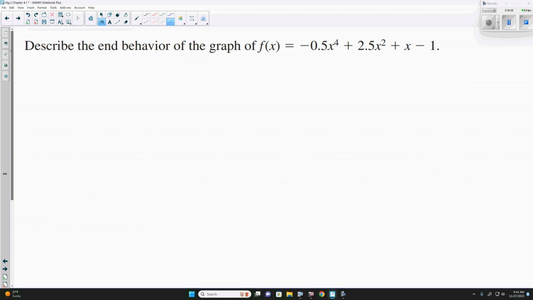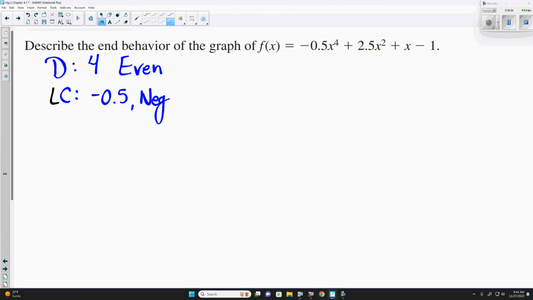F of x equals negative 0.5x to the fourth plus 2.5x squared plus x minus 1. The degree for this is what? 4. And this is even. Yes, it is a quartic. It is an even degree. Yes? Leading coefficient is what? Negative 0.5. And this is negative. Yes? So we have an even polynomial function and a negative leading coefficient.